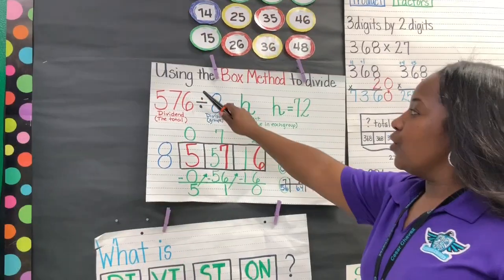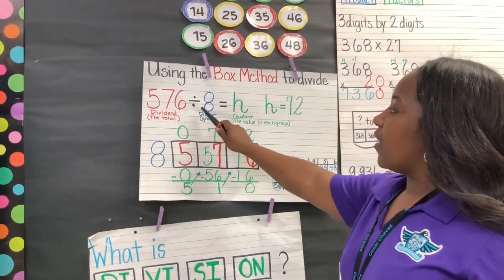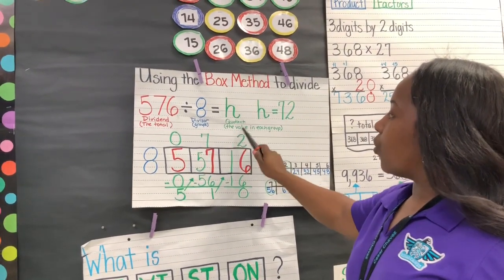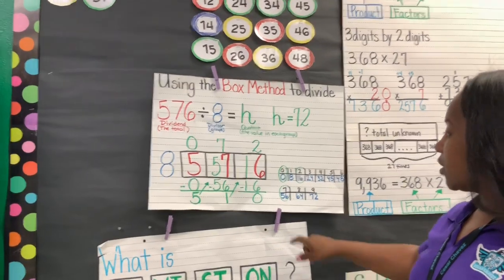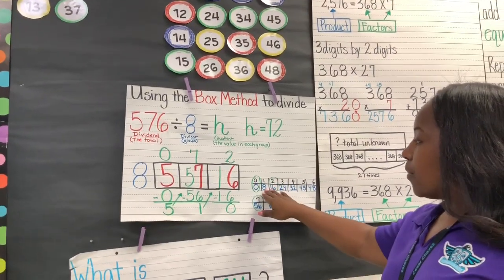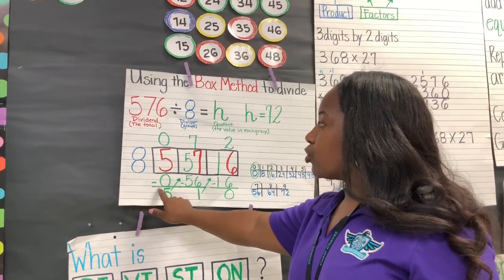We're going to review using the box method to divide. We're going to take our dividend, divide it by our divisor so that we can get our quotient. And we're going to be using the box method. We're going to have several steps today. We have to know our multiples, and we're going to be using a lot of subtraction.